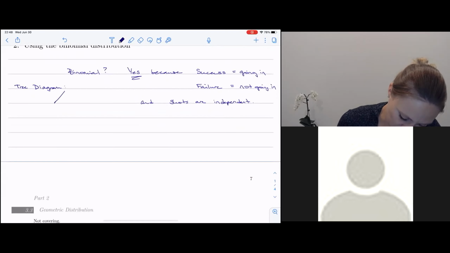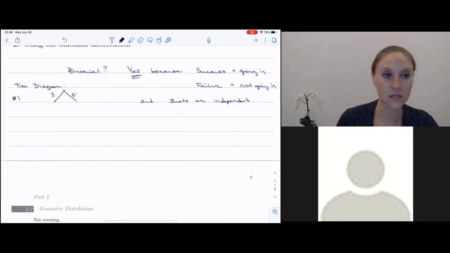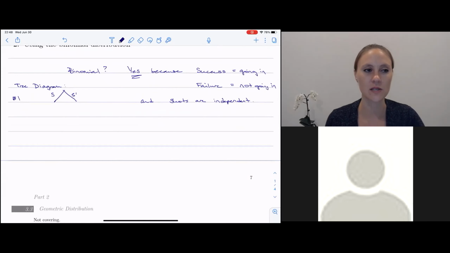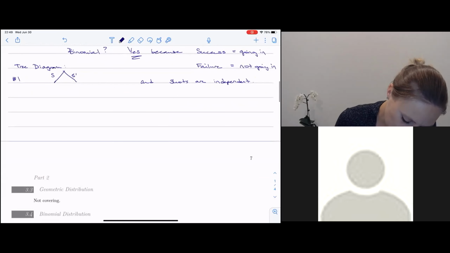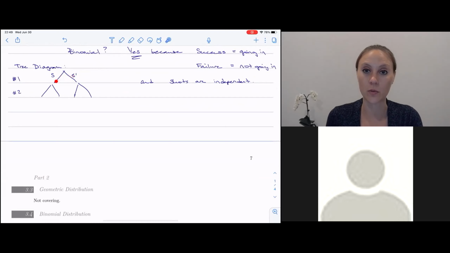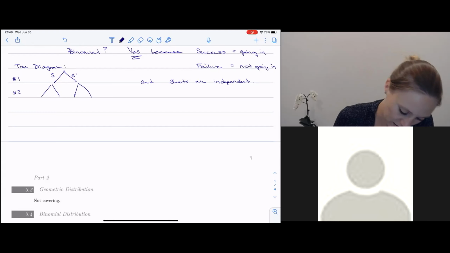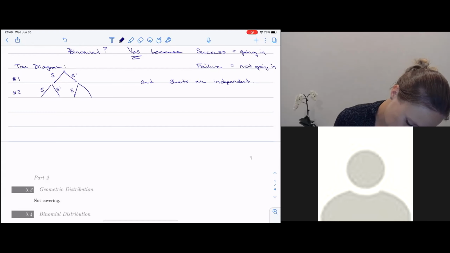So shot number 1, it either goes in or it does not. I'll use the complement of a success instead of a failure, just to indicate that it either is a success or it isn't. Then I move on to shot number 2. And depending on what happened in shot number 1, I can still have a success or not in either of these branches.